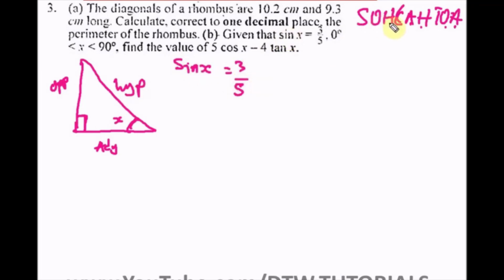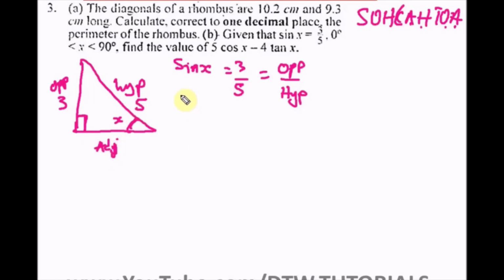From here we're told that sine x is equal to 3/5, which according to our formula SOHCAHTOA, 3 is your opposite and 5 is your hypotenuse. So it means that this side is 3, and this side is 5. So we have to look for our adjacent, which we don't know.